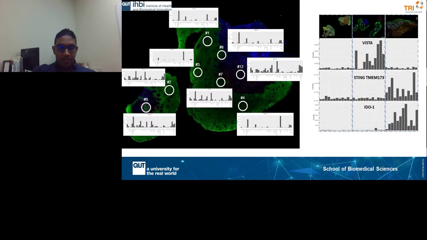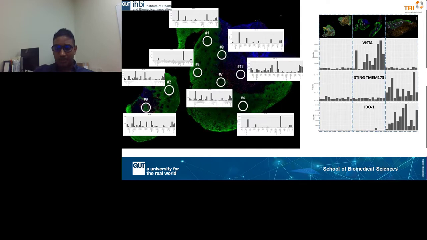And this is just a snapshot of what we're able to do. So this is the 40 markers measured across this one tumor, just showing different expression levels, just to see what sort of data we're able to get. And on the right, what we see is the variation in three markers which are being looked at in the IO space: VISTA, STING, and IDO1. And you can see the variation across three head and neck tissues for these three markers.